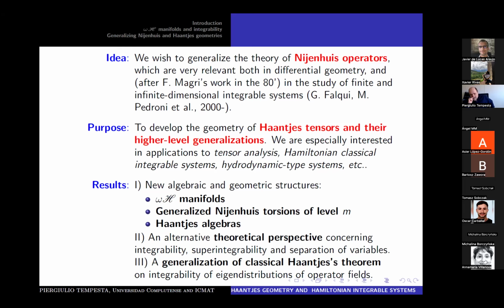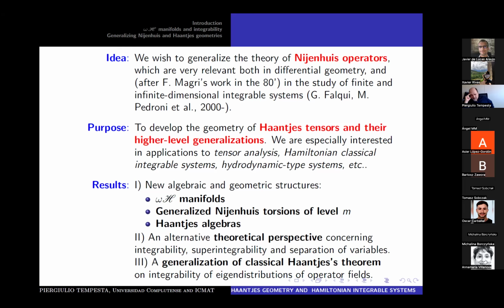So, in a nutshell, results will be the following. First of all, from an algebraic point of view, I will present some new algebraic and geometric structures, precisely the omega H manifolds, also called the symplectic-Haantjes manifolds. Omega indeed is the symplectic form, and H refers to a Haantjes algebra on top of this symplectic structure. Then we will talk about a generalization of both the Nijenhuis and Haantjes tensors, meaning the idea of an infinite tower of generalized Nijenhuis torsions of level m, where m is an integer number. Then I will talk about Haantjes algebras and their generalizations.